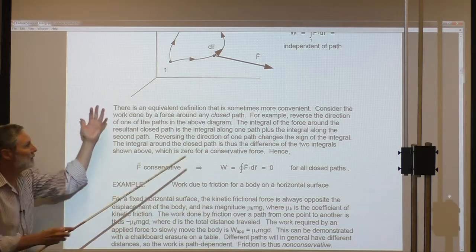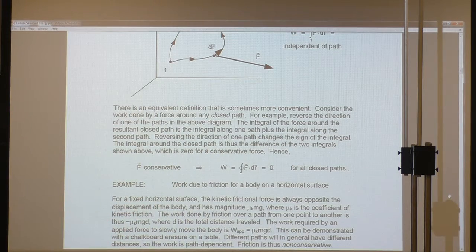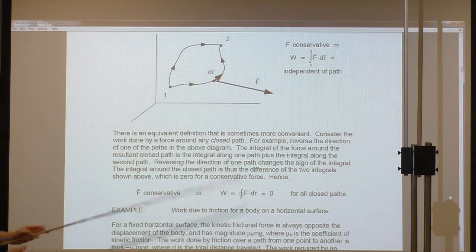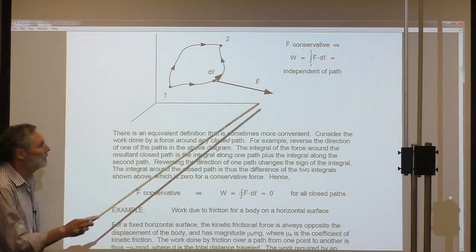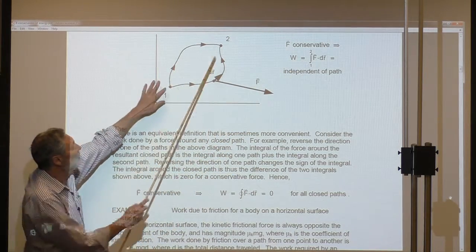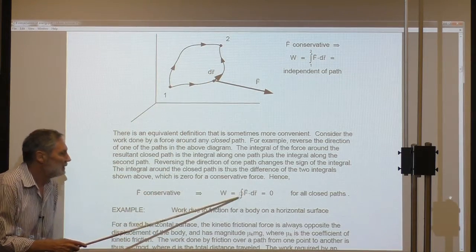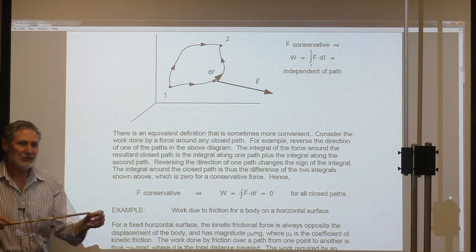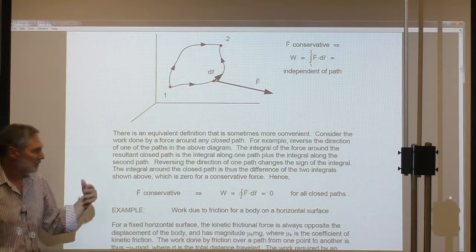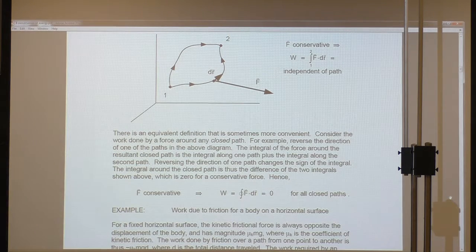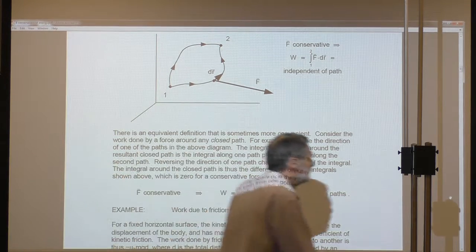An equivalent way of looking at this is, instead of thinking of conservative as path independent, you can think: you get the same value no matter which path you take between two points. Here, it's always going to be 0, since you start and stop at the same place, but for any path that you choose, you're always going to get 0. That's an equivalent definition of a conservative force. And it works nicely here.